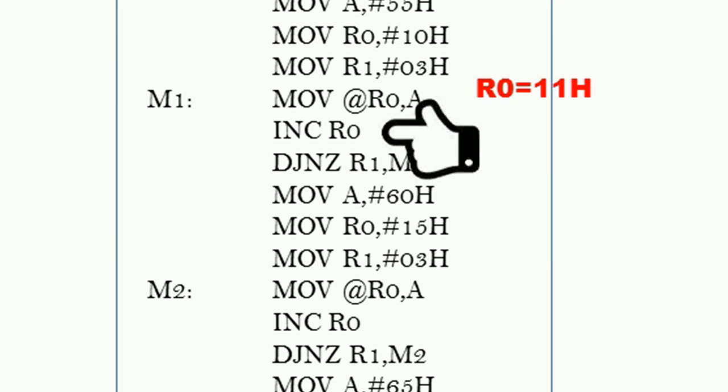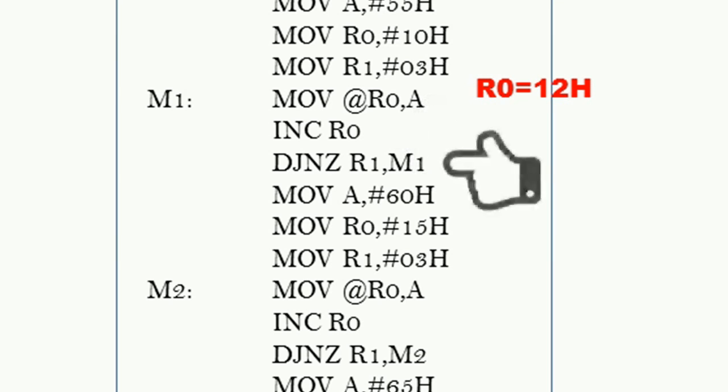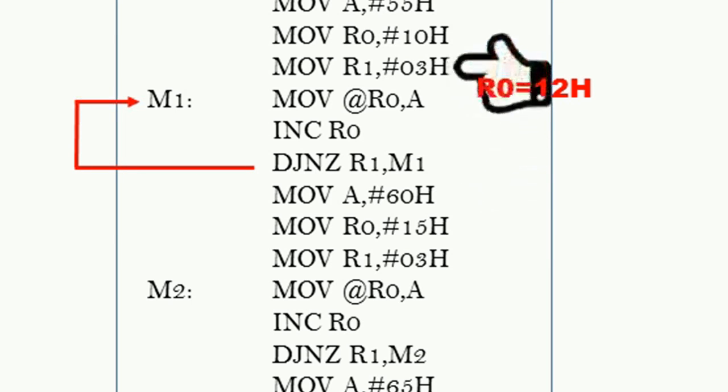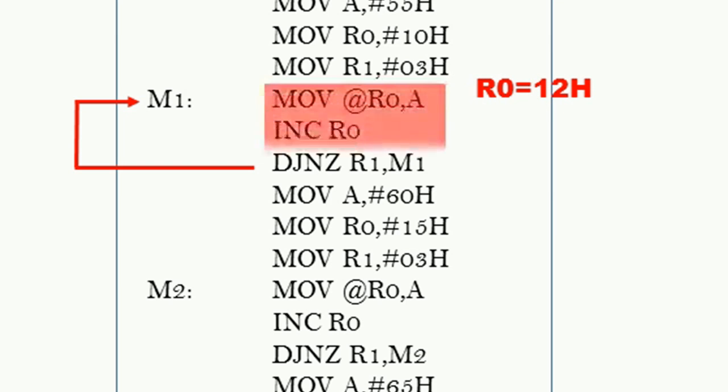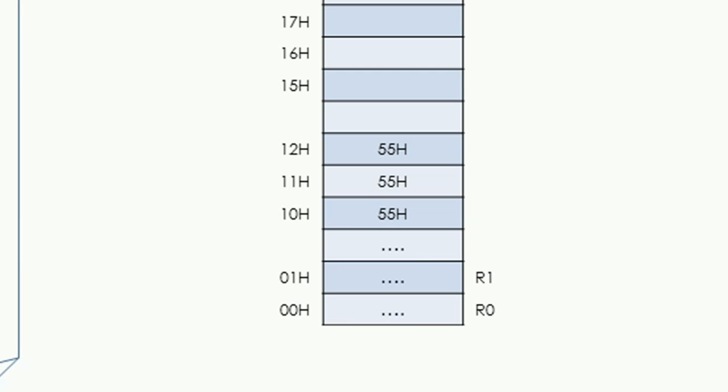R0 is incremented to 12 hex. This instruction causes a jump back to M1. Because R1 was initially set to 3 hex, this set of instructions is considered to be in a loop which will be executed 3 times. This results in memory locations 10 hex to 12 hex being filled with 55 hex.